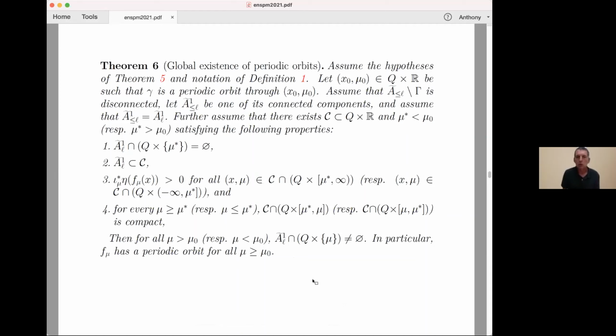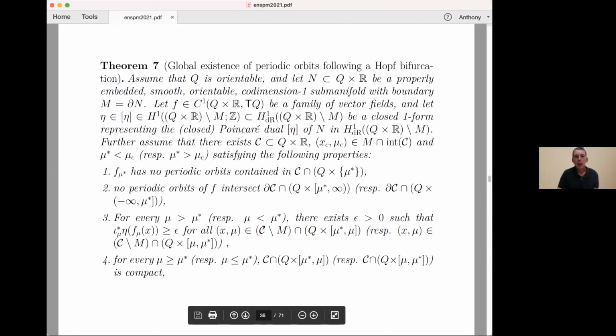So as long as you can find such a form that I just described, under certain technical conditions that I won't worry about here, basically what it says is that if you think again of Hopf bifurcation, instead of just having a local Hopf bifurcation, you can show that as long as mu is greater than or equal to mu0, and the previous theorem 5 is satisfied, you get this sort of large set of periodic orbits. And in particular, you can get global existence of periodic orbits following a Hopf bifurcation.